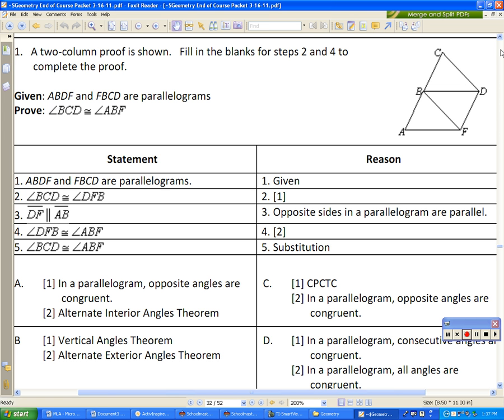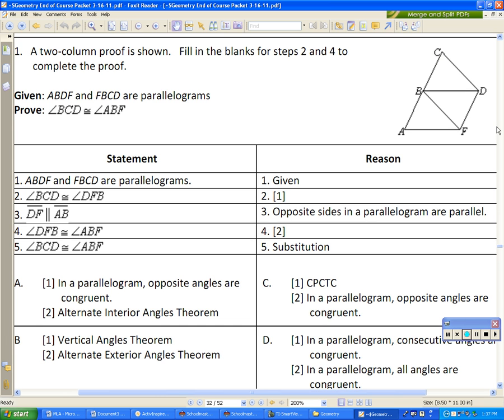So we're starting out with knowing that ABDF, so this little guy right here, and FBCD, that one right there, are parallelograms. Okay? If we know that's true, what reason would you give that angle BCD is congruent to angle DFB? Opposite angles in a parallelogram are congruent. And so we pretty much know the answer right now is A, right? Because that's the only one that starts with that. But just for funsies, we'll keep going.